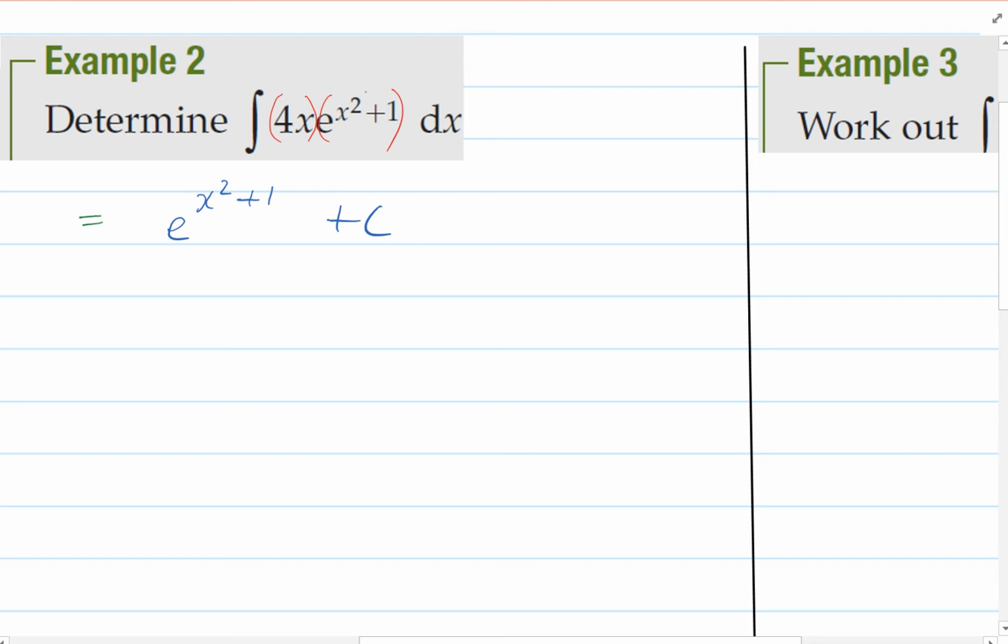And so we want to think, well, when I differentiate this part, that'll give me 2x out the front. So what would I have to times that by to become 4x? I'd have to times it by 2. Okay, and that's our answer.